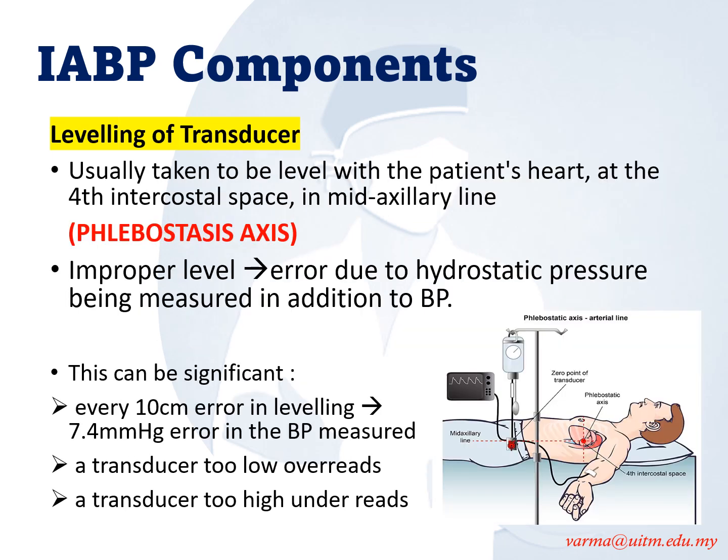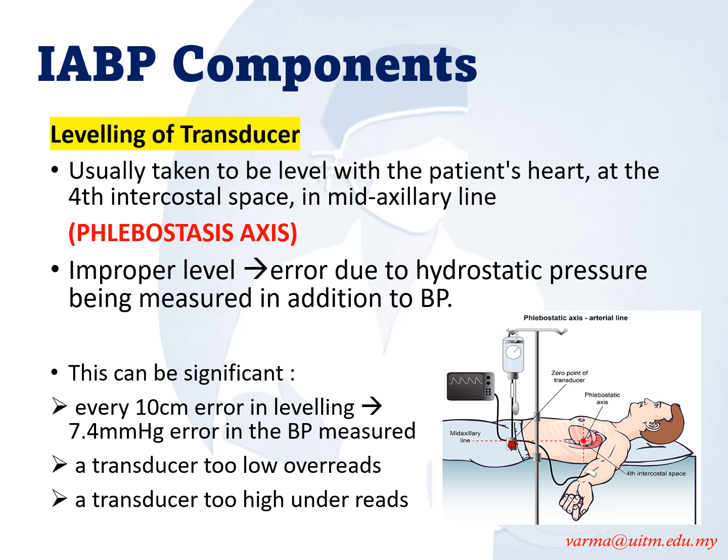Next, we move on to leveling of the transducer. The transducer is usually taken to be level with the patient's heart at the fourth intercostal space in the mid-axillary line. So this is the fourth intercostal space at the mid-axillary line, which is called the phlebostatic axis. What does phlebostasis mean? At this level, there is no blood flow; the blood flow is static.